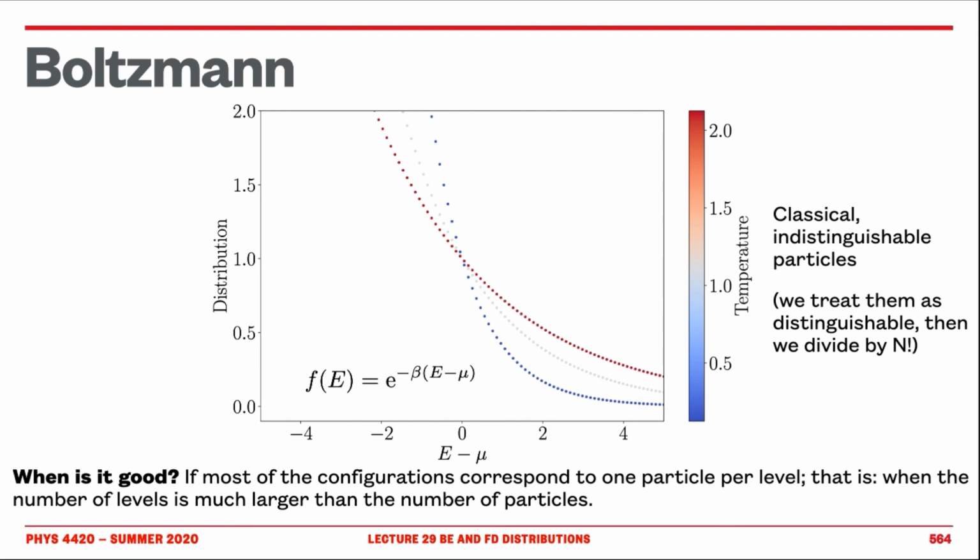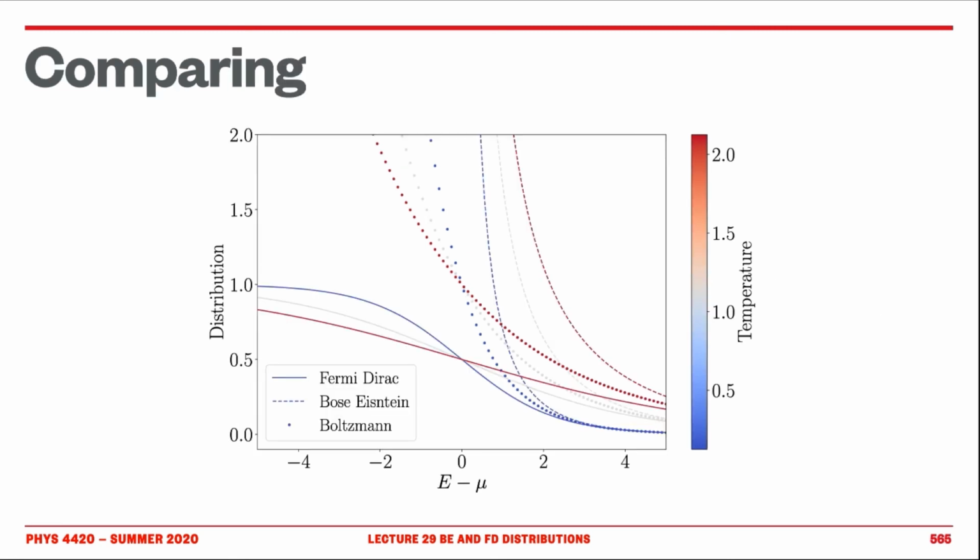But the Boltzmann distribution, the Maxwell-Boltzmann distribution, is provided by these equations here, which is simply the exponential. So we know that this should be good when the number of levels is much larger than the number of particles. We've seen this before. So now we can go back to the more spaghetti-like plot and compare. And this is what we obtained.